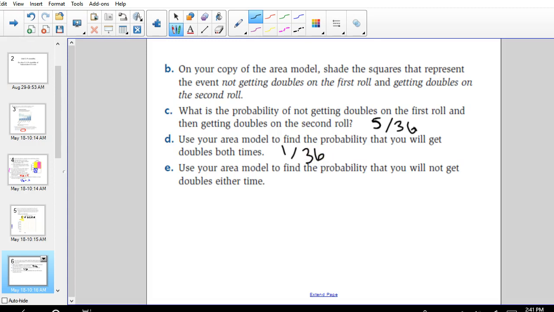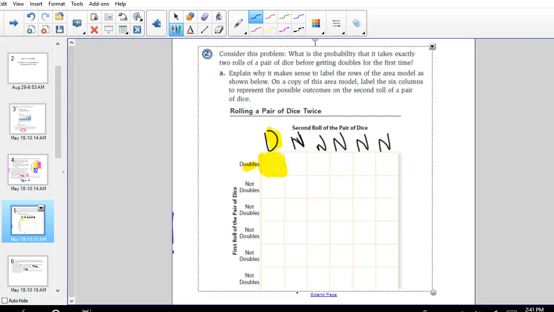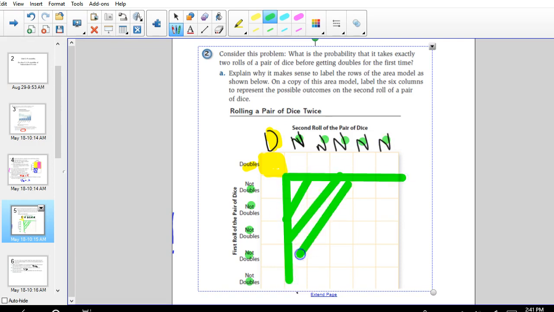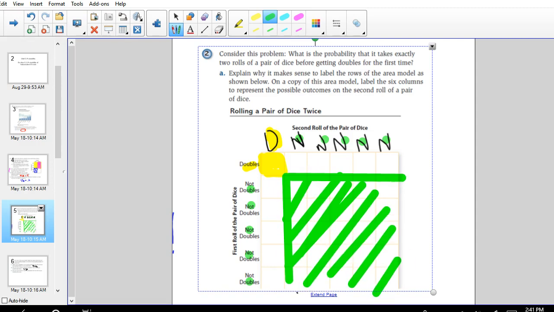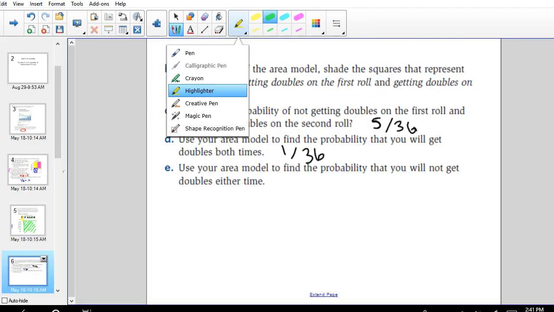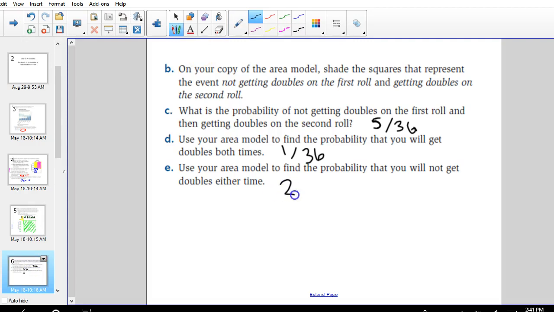And then you're supposed to use the area model to find the probability that you will not get doubles either time. So if we go back here, I'm just going to use a different color highlighter. So not doubles on the first roll and not doubles on the second roll as well. So those columns and rows overlap in this area here. So you've got a 5 by 5 area, so that's 25 out of 36. So you have a 25 out of 36 chance that you will not get doubles either time.